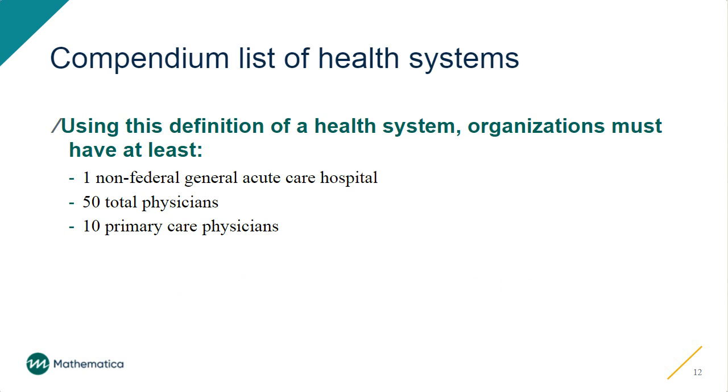And this is another topic that we certainly could debate for hours, and we have, and we could have a whole webinar about how we did this. But using the definition of a health system, we required that organizations or entities that were up for consideration for being included in the compendium must have at least one non-federal general acute care hospital. So that's largely right there in that working definition on the previous slide. And then it gets a little bit more complicated. So we required 50 total physicians and at least 10 primary care physicians.